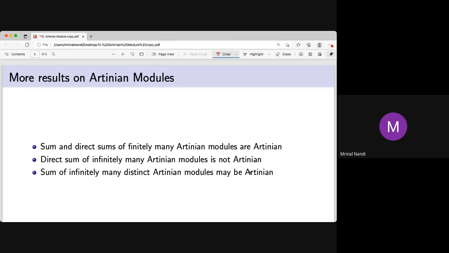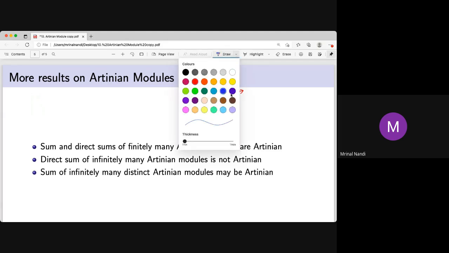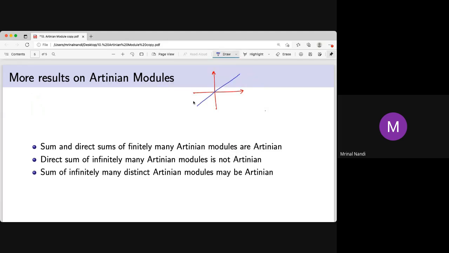Why is it so? Well, the third one is actually trivial. We just take, say, R2. R2 is a vector space, an Artinian module since it is finite dimensional. Now take the infinitely many lines passing through the origin, but they are distinct. So these are different subspaces, infinitely many subspaces of V, which is R2. Now V1, V2, and the infinite collection of these are one-dimensional vector spaces over R. Each is Artinian, and the sum is actually V.